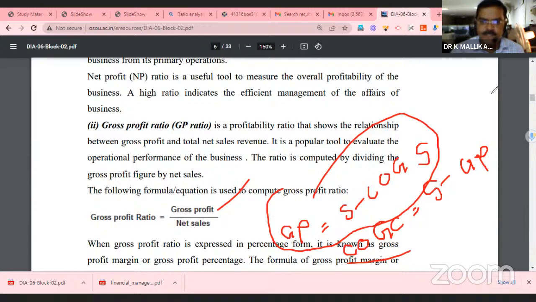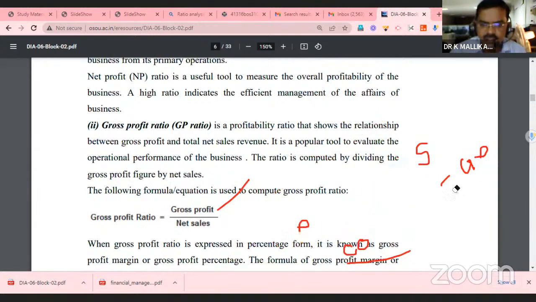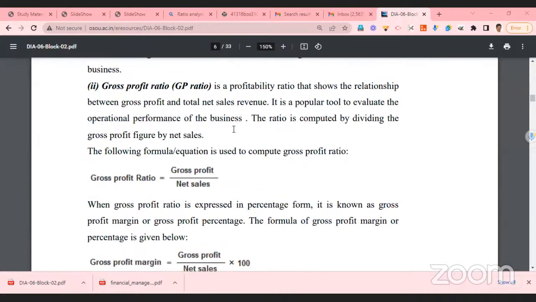Any doubt here? Any doubts? No, sir. Okay.